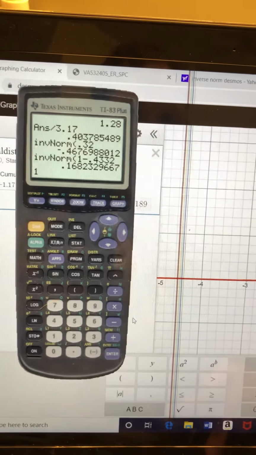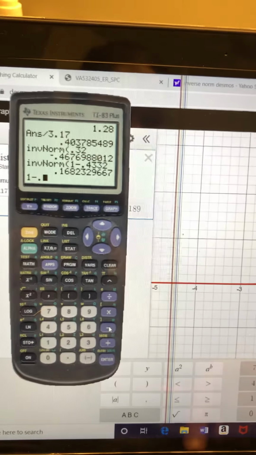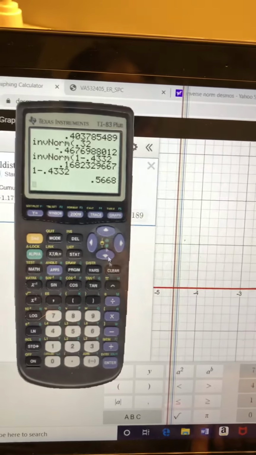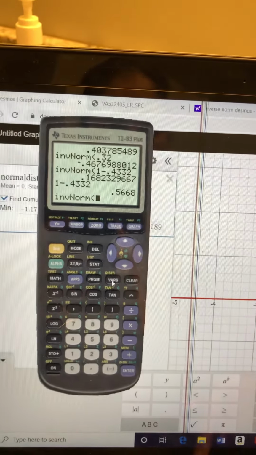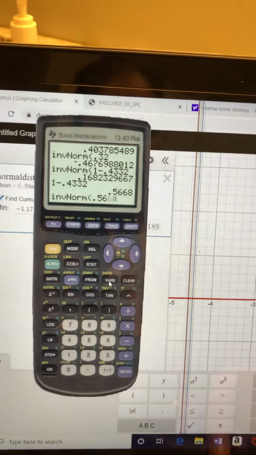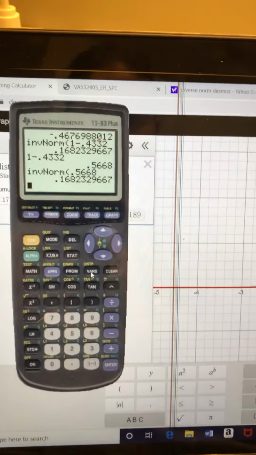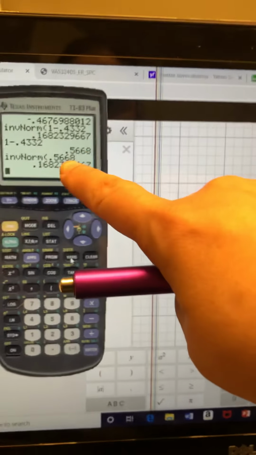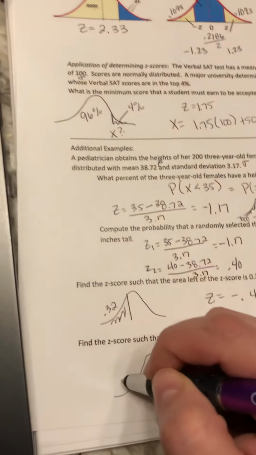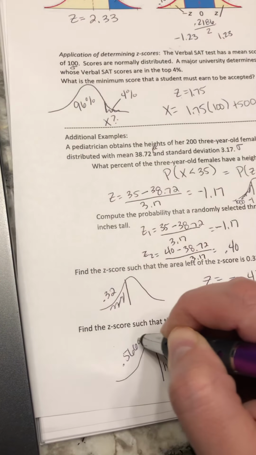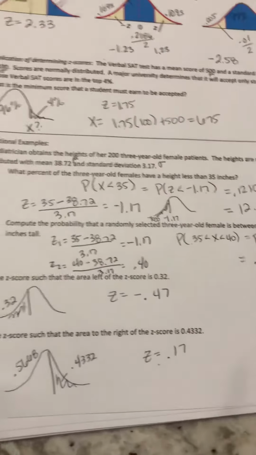Because if you do 1 minus 0.4332, so if I do the inverse norm of that, I'll get the same answer. So it doesn't care if you want to do 1 minus in the inverse norm, or if you just want to figure it out. So this over here was 0.5668, so Z is 0.17.